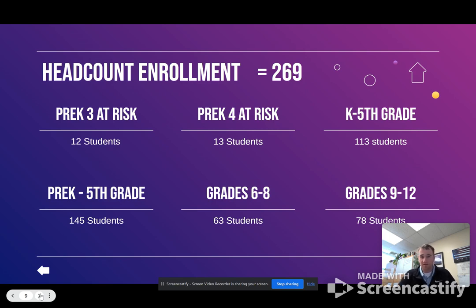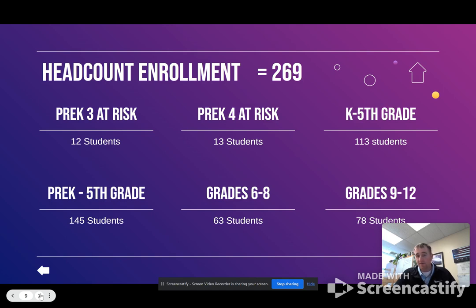Headcount enrollment as of September 20th was 269. We have 12 students in the pre-K3 at risk, pre-K4 at risk, we had 13. We do house all-day preschool here for 3 and 4-year-olds. They're bused to and from school. We have buses that have the seats with car seats already built into them. We have a pretty strong pre-K program here, and they are housed in the same building.